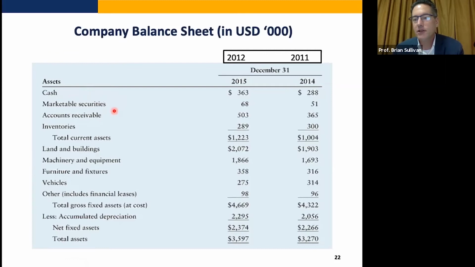Accounts receivable, this is money people owe us. Inventory, this is the things we're going to sell. And those are all current assets.